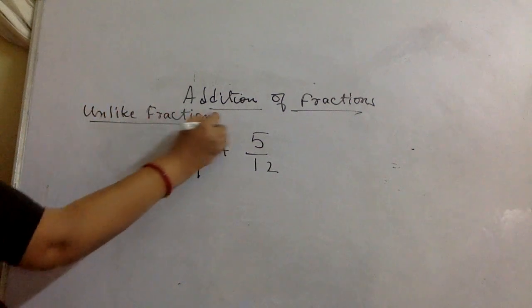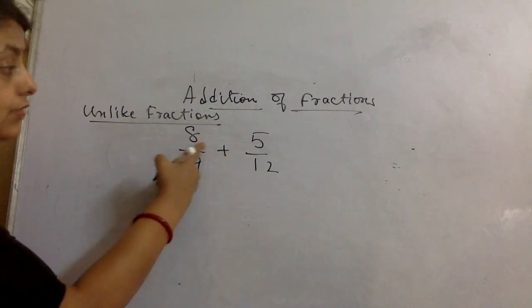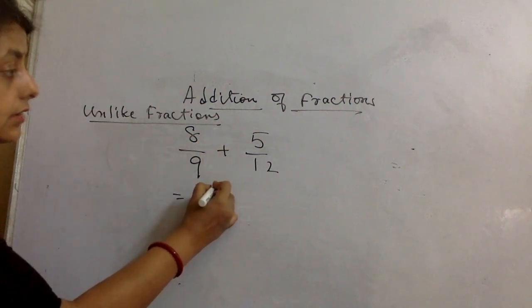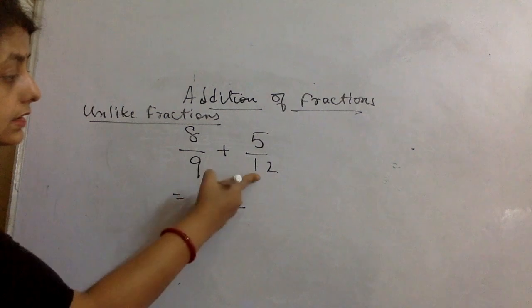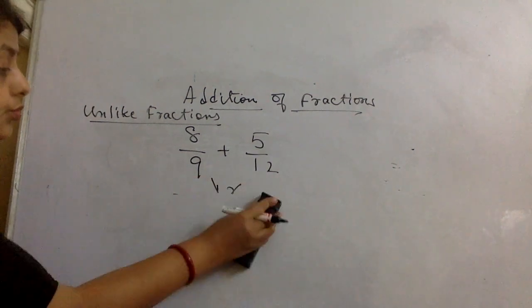Okay, these are unlike fractions. And how are we going to add them? Generally people make the mistake of adding this one plus this one. That is, they just add the 1 and 3 and just add the 8 and 5 and make a 21. This is absolutely wrong. Please don't do it.